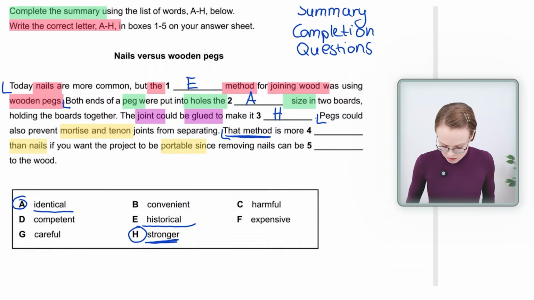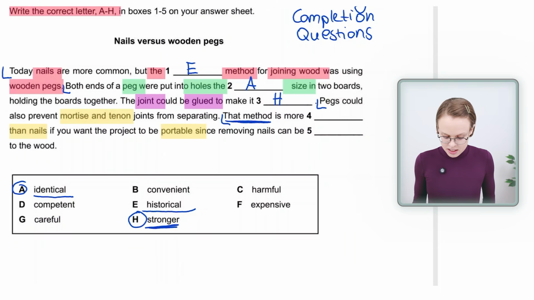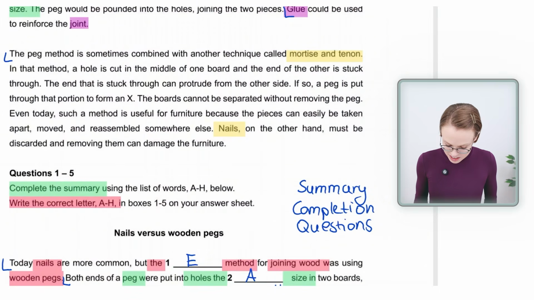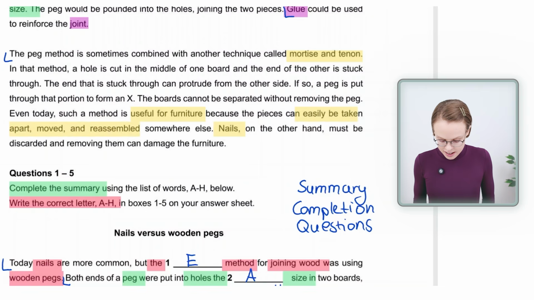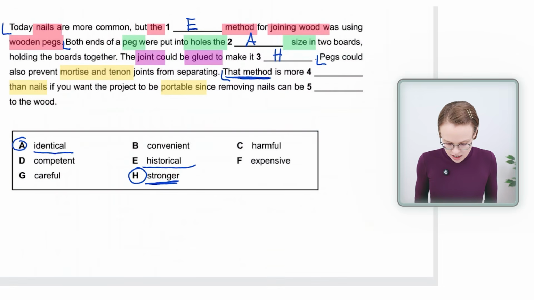Let's again have a look at our sentence. That method is more something than nails if you want the project to be portable. What is it? Here it says, such a method is useful for furniture because the pieces can easily be taken apart, moved and reassembled. Nails must be discarded and removing them can damage the furniture. So it's obviously a better method. So let's have a look at our box. Which answer choice fits here?